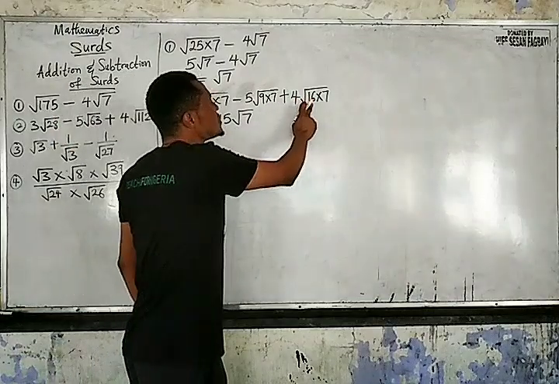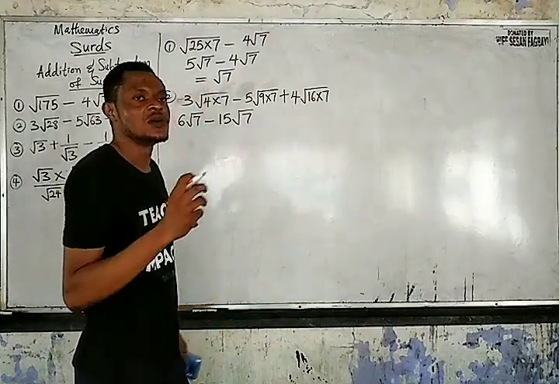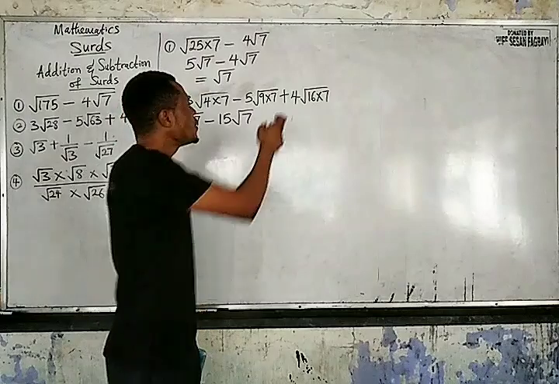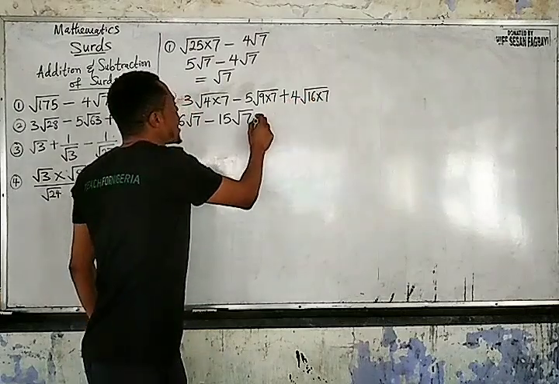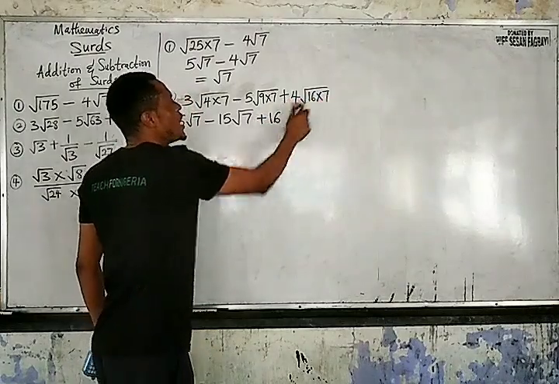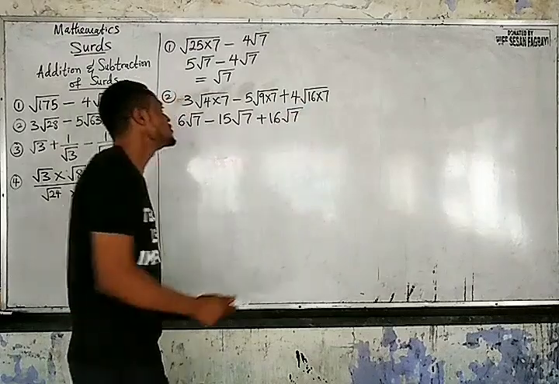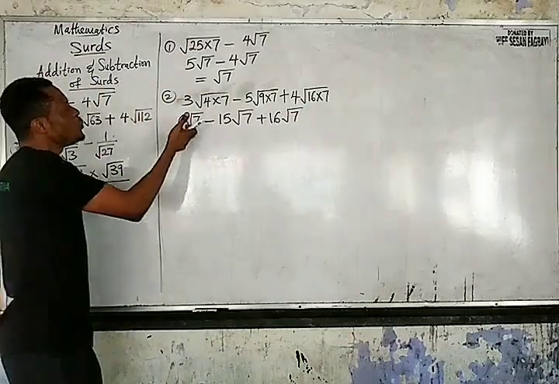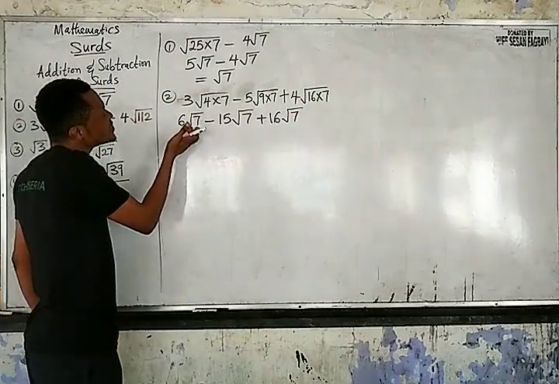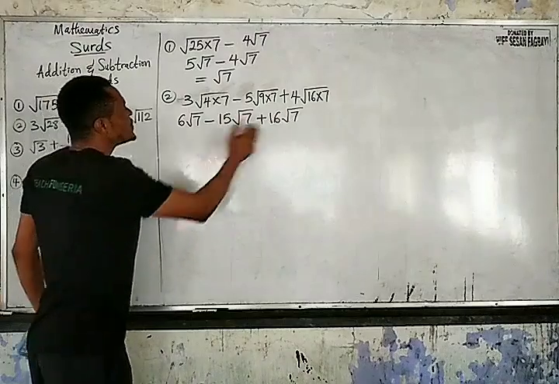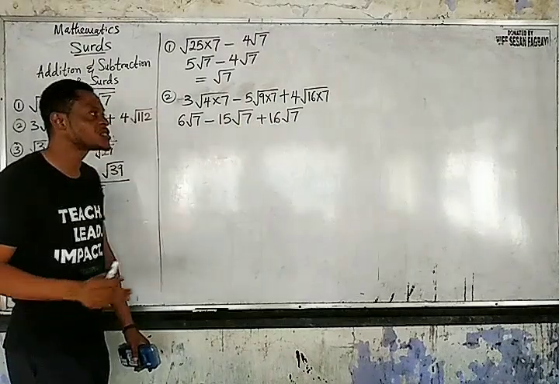So this 16 is a perfect square too. Root 16 is 4. 4 multiplied by 4, we have 16, and we are left with root 7. This is well posed again. We have 7, 7, and 7. They are all root 7.